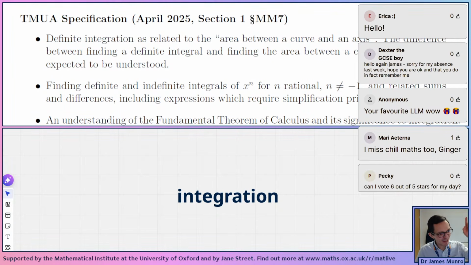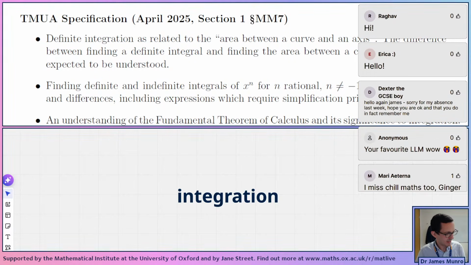There is a significant number of people, they're not always in chat, who haven't seen any A-level maths yet who are using this as a way to find things out. Peggy's having an amazing day. They wanted to vote 6 stars.